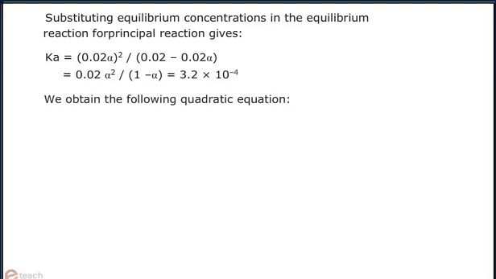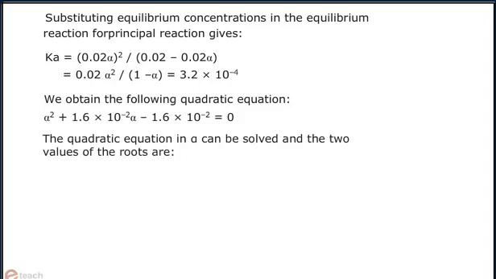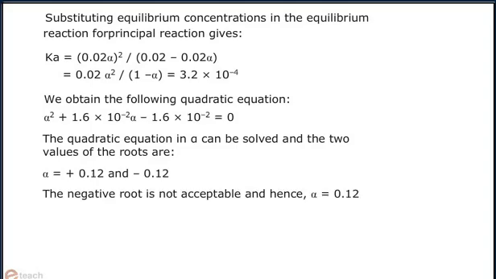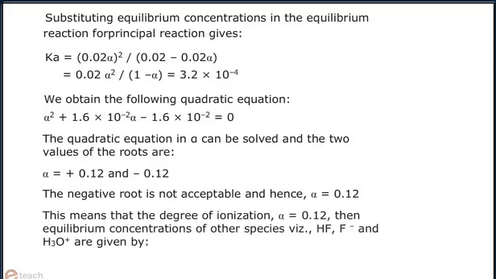We obtain the following quadratic equation: alpha squared plus 1.6 times 10 to the power minus 2 alpha minus 1.6 times 10 to the power minus 2 equals 0. The quadratic equation in alpha can be solved and the two values of the roots are alpha is 0.12 and minus 0.12. The negative root is not acceptable and hence alpha is 0.12. This means that the degree of ionization, that is alpha, equals 0.12.